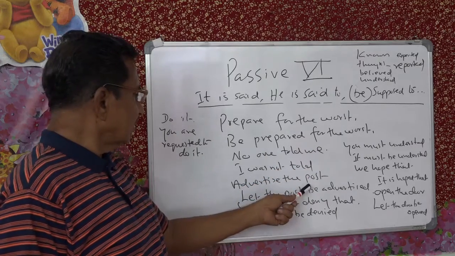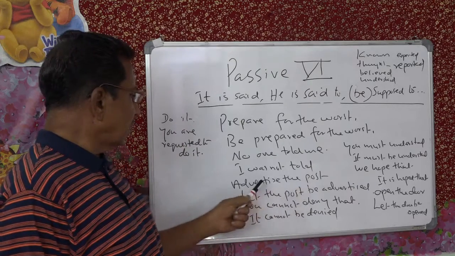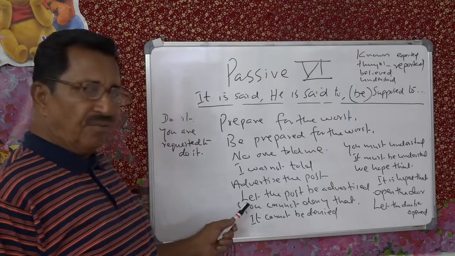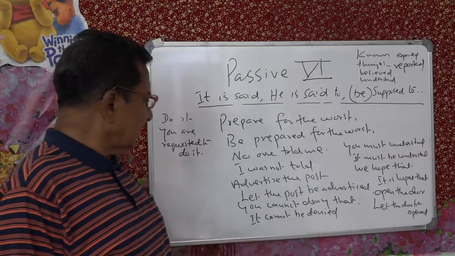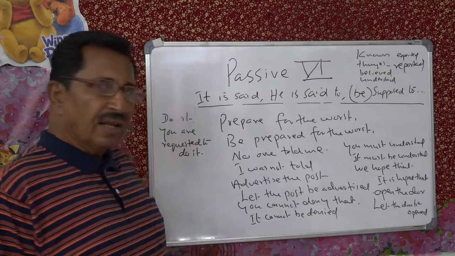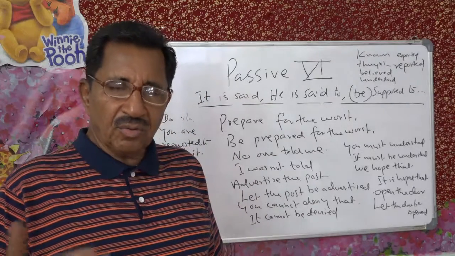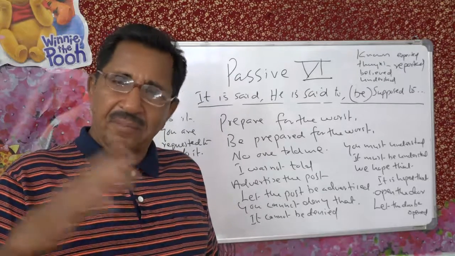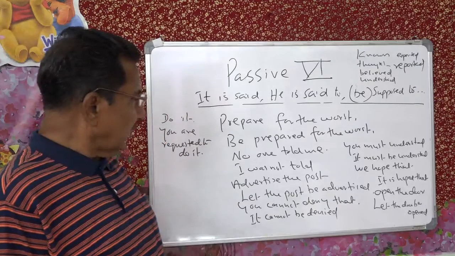Advertise the post. You advertise the post, you can say the post be advertised. You can say that, but this is the form, usually: let the post be advertised. You cannot deny that. Cannot be denied. Modals we know, just add be. Can be, cannot be, could be, would be, should be, may be, might be. That's all those. So it cannot be denied.